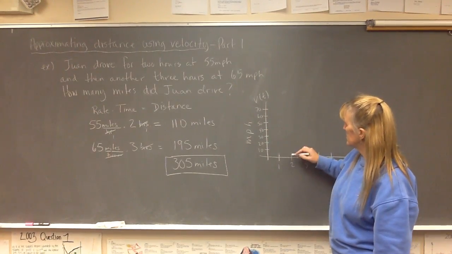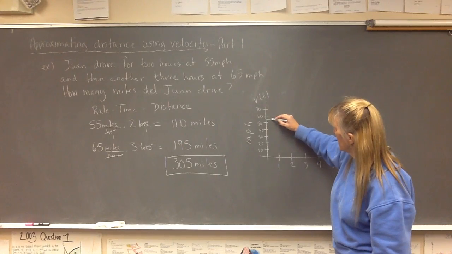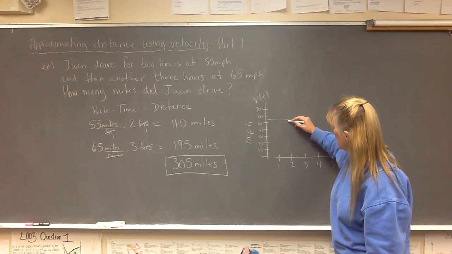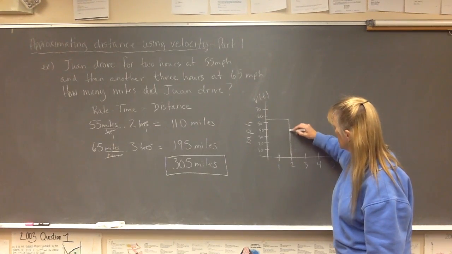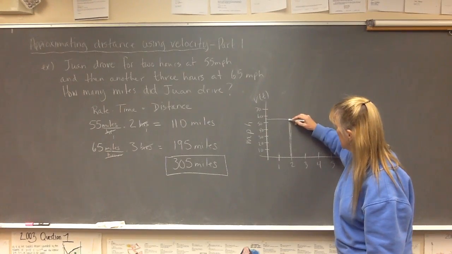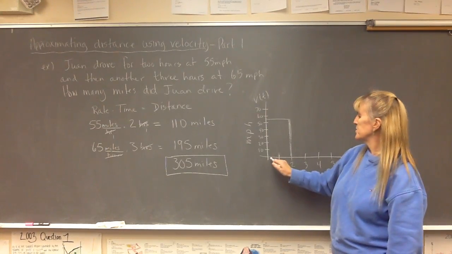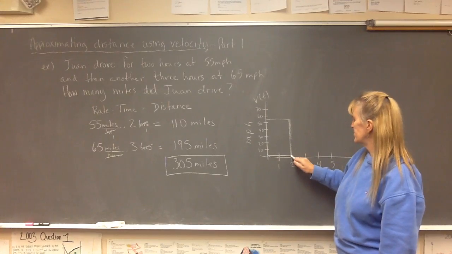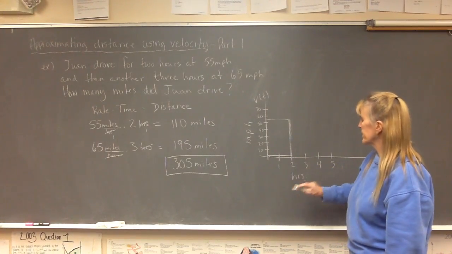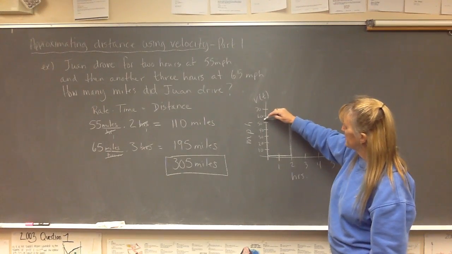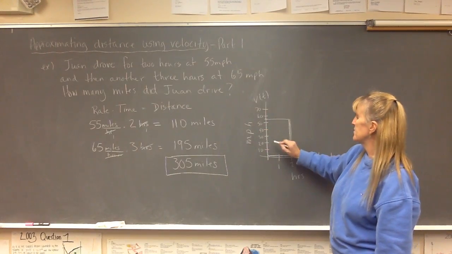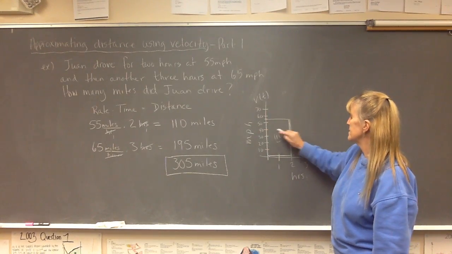So we have 2 hours at 55 miles an hour, consistently for 2 hours. I want to go a little higher than that, that's okay. And when we multiply base times height, our base is 2 hours, multiplied by our 55 miles per hour, and that gives us 110 miles right here.